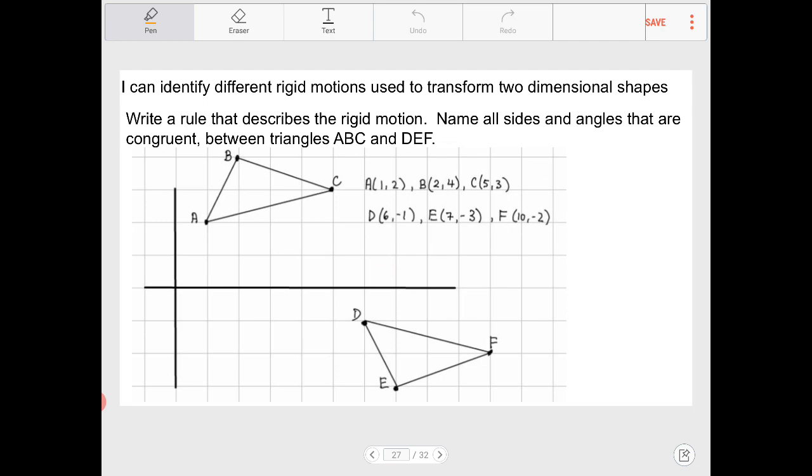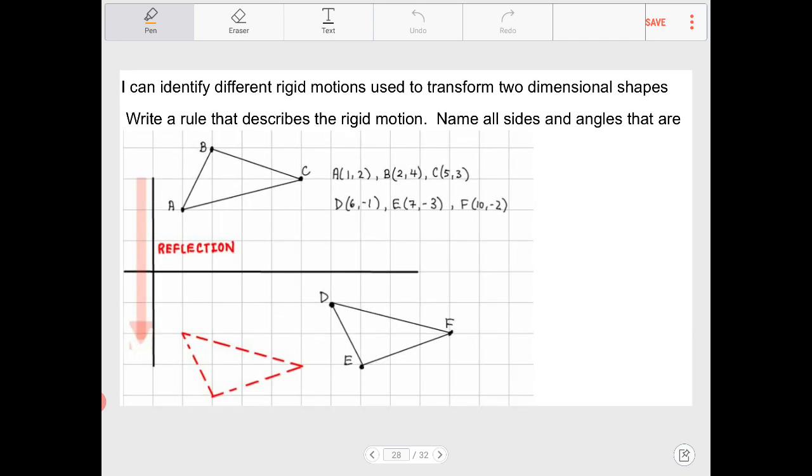Looking at the orientation there, is it going to be a translation? Will the orientation be preserved? Will the orientation be preserved if we perform a rotation? Pause the video and see if you can figure out what the rule is for going from ABC to DEF.